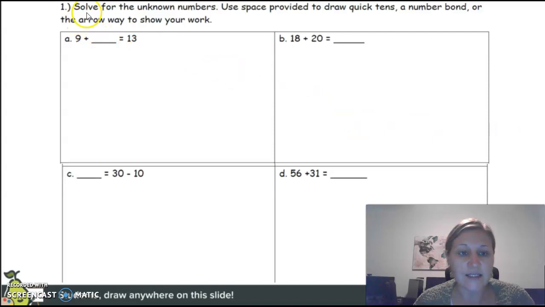So on the first slide, it says, solve for the unknown numbers. Use space provided to draw quick tens or a number bond or the arrow way to show your work. So you have 4 problems. This one says 9 plus blank equals 13. 18 plus 20 equals blank. Blank equals 30 minus 10. So the problem is 30 minus 10, and you're writing your answer here. And then the last one says 56 plus 31 equals blank.